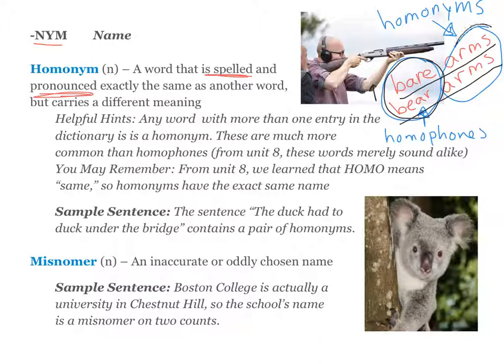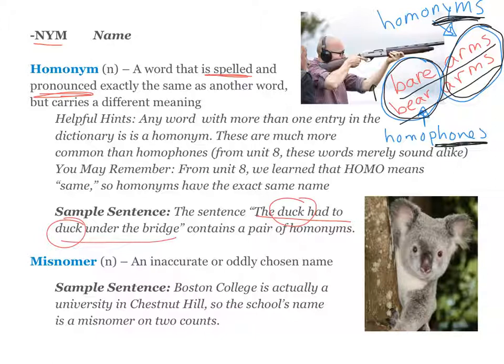Arms and arms, one referring to a part of his body and one referring to the gun, are spelled the same and sound the same. So those are homonyms. They have entirely the same name, right, nym, whereas these two just have the same sound, phonous sound. All right, your sample sentence for homonym is, "The duck had to duck under the bridge," which contains a pair of homonyms, right? A duck and he's ducking, so the animal and the action.